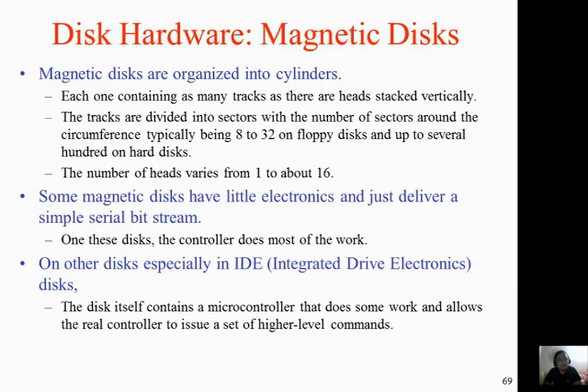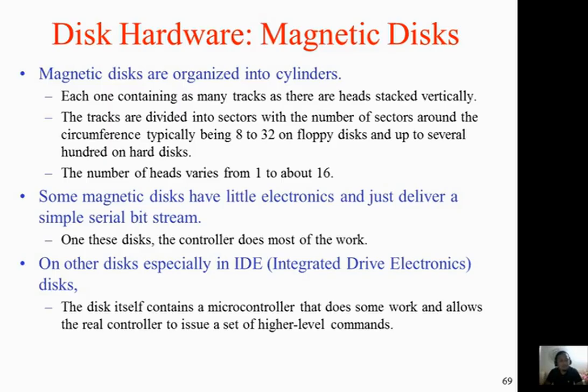Okay. Now as far as these devices are concerned, they are organized into cylinders, where each one contains as many tracks as there are heads stacked vertically on top of each other. Now these tracks are divided into sectors, with the number of sectors around the circumference being around 8 to 32 on a floppy disk and up to several hundred on a hard disk. And the number of read-write heads varies from 1 to about 16.